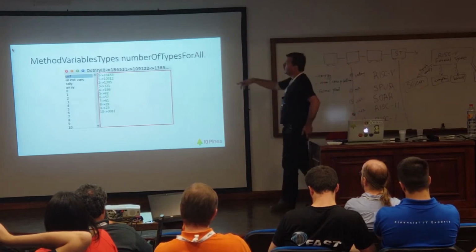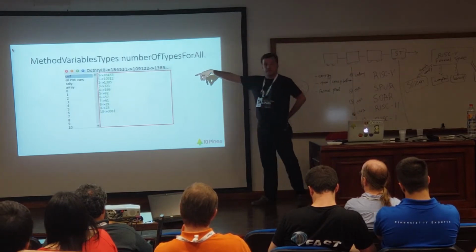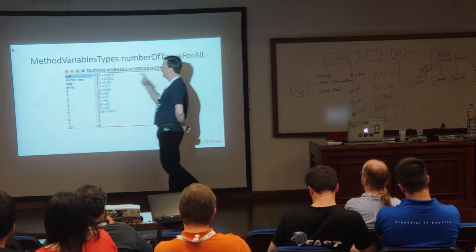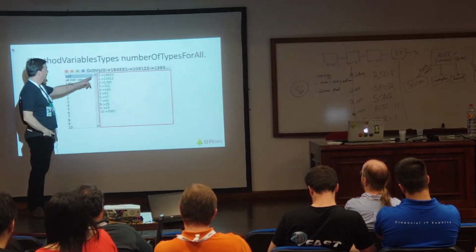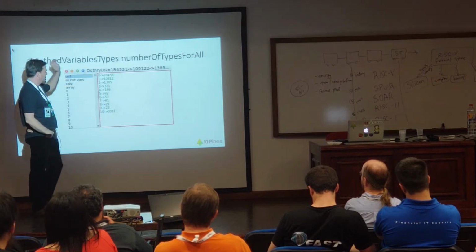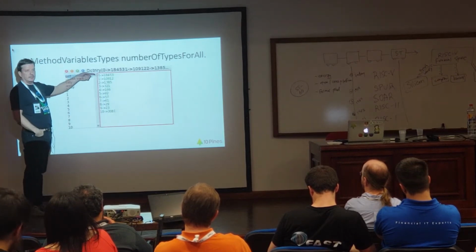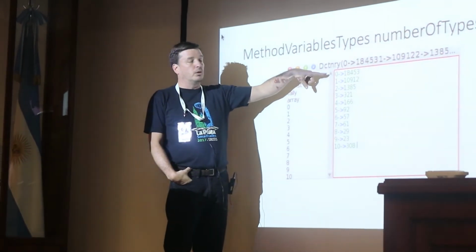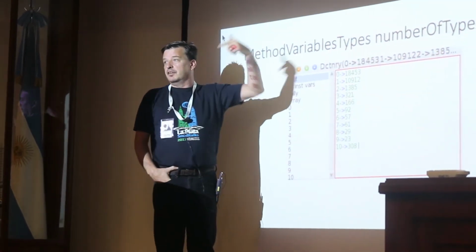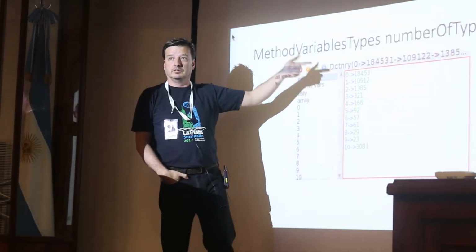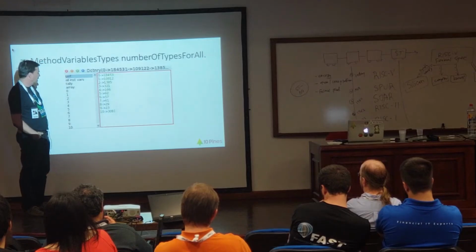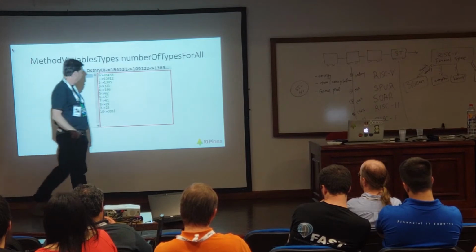We can do the same for arguments and temporaries. For example, there are like 18,000 temporaries and local variables that have never been assigned. This could mean also methods that were never executed. And well, anyway, we can see how it goes.